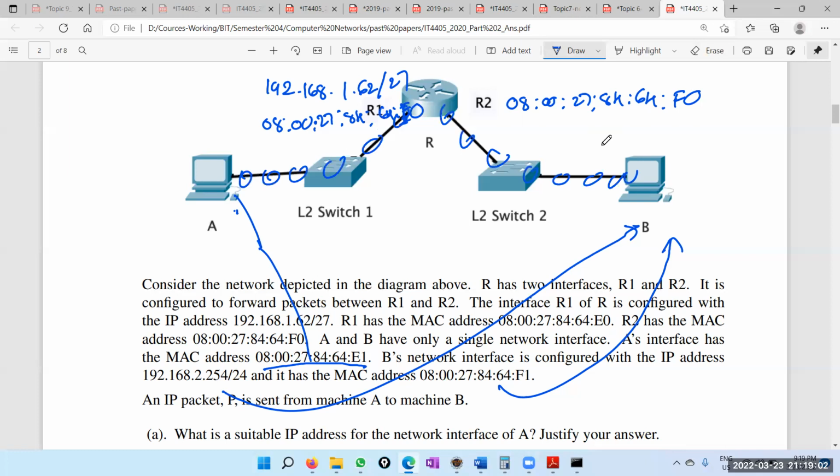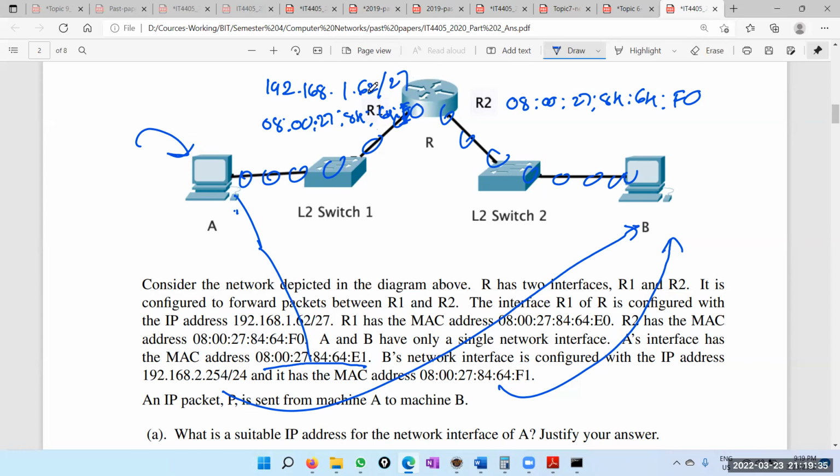So the question is, what is the suitable IP address for the network interface of A? Network interface of A, that is this one. That is the question: a suitable IP address for A. Now you can see that A is part of this particular network.